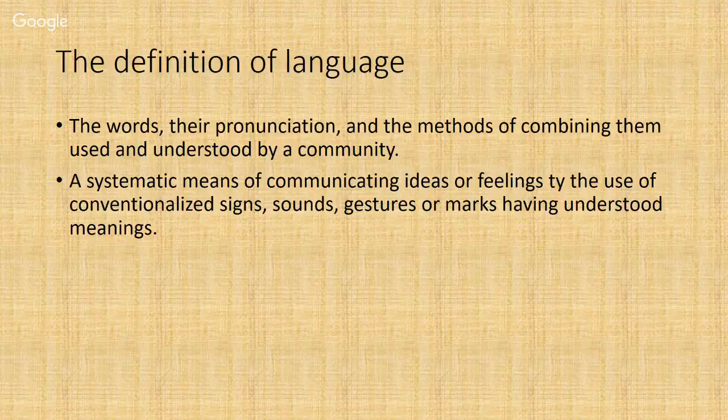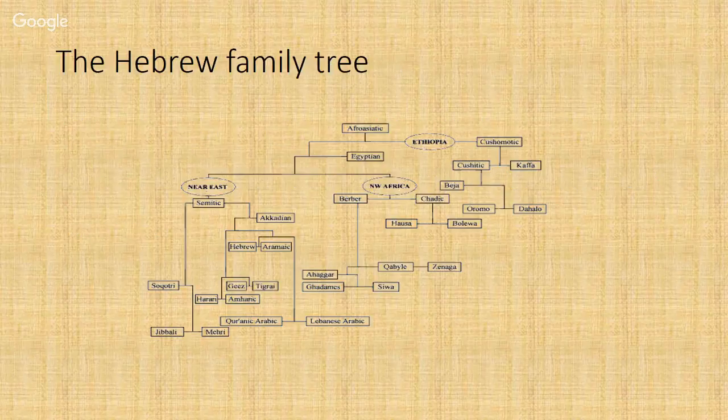All right. Conventionalized marks. In other words, marks are written aspects of how something can be pronounced or stated, or an accent, and so forth and so on. So all of that, brothers and sisters and elders included, is part of the definition of what language is. Let's go on. All right, the Hebrew family tree.